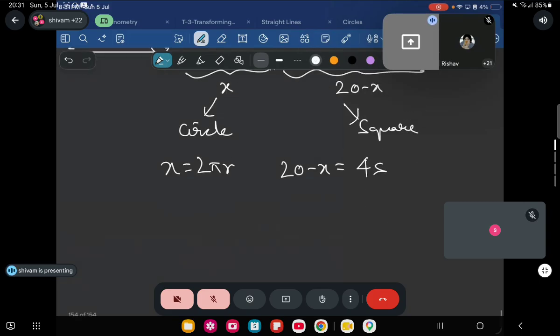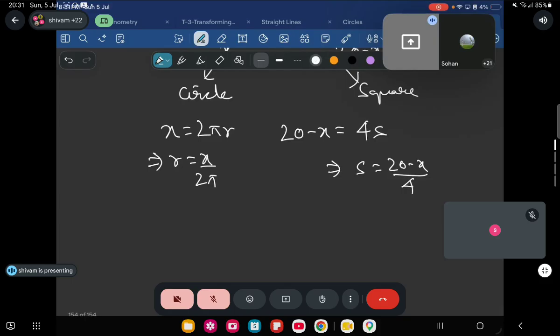So everyone, what is s over here? Tell me. s is equal to (20 minus x) by 4, right? And over here, what is the radius? Radius is equal to x by 2 pi. So everyone, what is the area function?